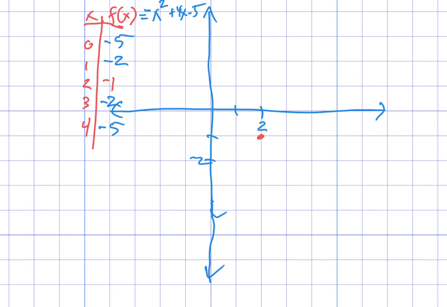So take that back. So at 2, negative 1. So at 3, I'm at negative 2. And I'm at 1, I'm at negative 2. At 0, I'm at negative 5. And at 4, I'm at negative 5. And I'm going to have this parabola here. Boom.